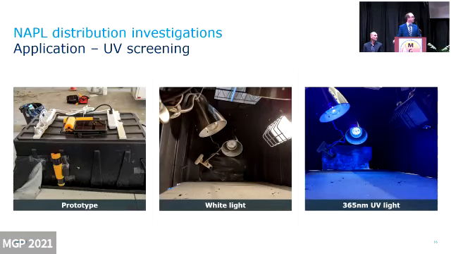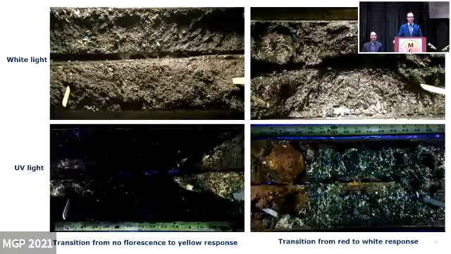And what this allows us to do is collect white light and UV light photos in real time, and by having that camera set on top of the box, the same scale of the photos is always collected, so you can look at them and scale them correctly. And so, some examples of what this can produce. A white light photo collected by this tool is shown on the top, and the same interval in UV light is shown on the bottom.